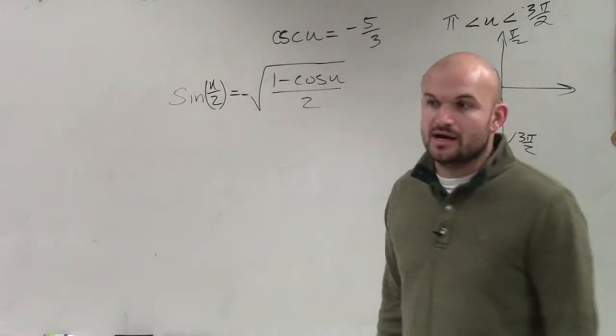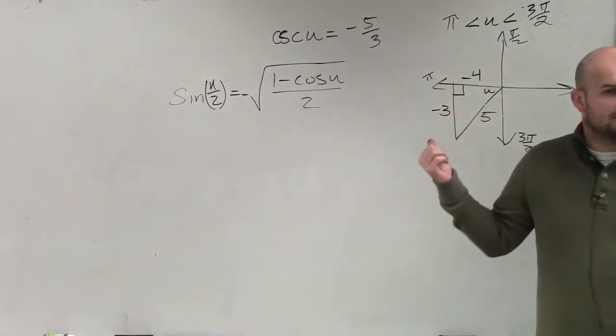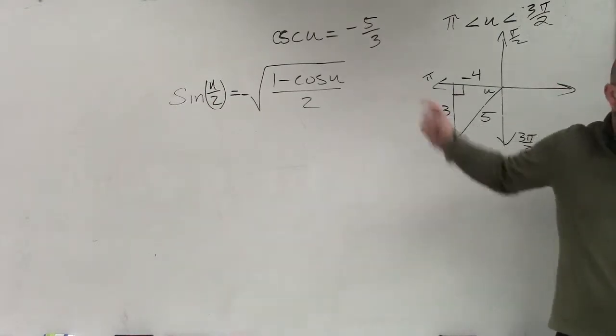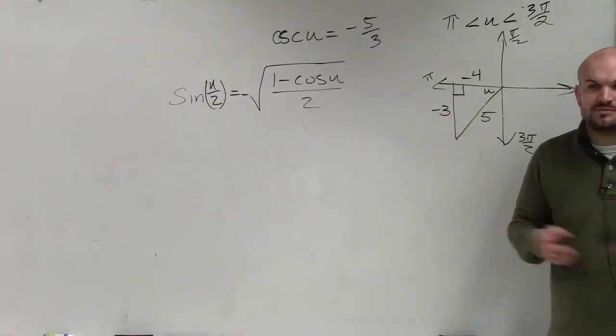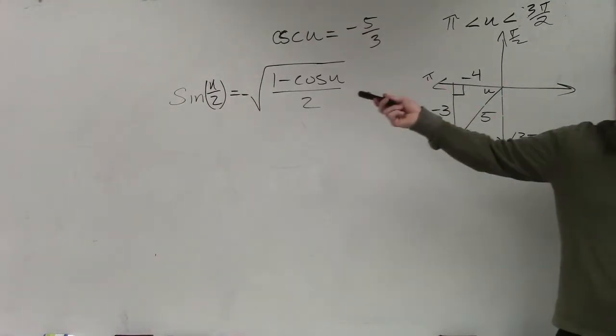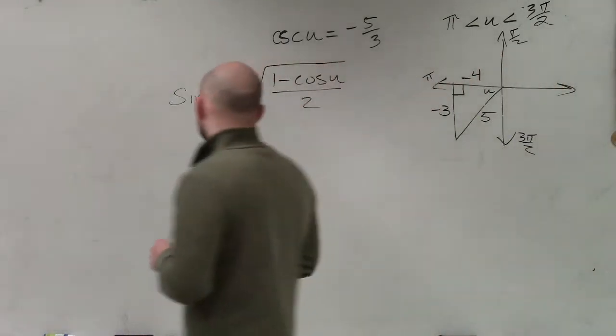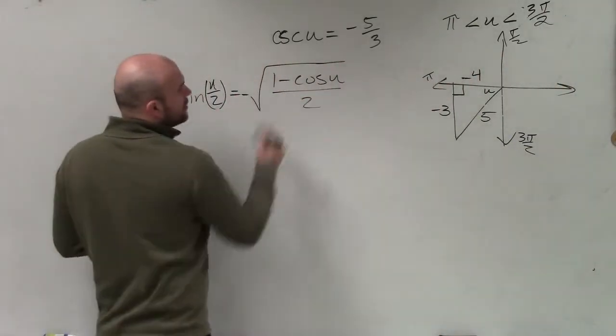All right? For cosine, when we do cosine, is it positive or negative for cosine? Negative. So it would be a negative square root. OK? So it's not always plus or minus. It depends on where the angle is. If the angle's in the first and second quadrant, then sine would be positive. If it's in the third and the fourth, the sine would be negative. All right? So now we just need to evaluate what cosine of u is.